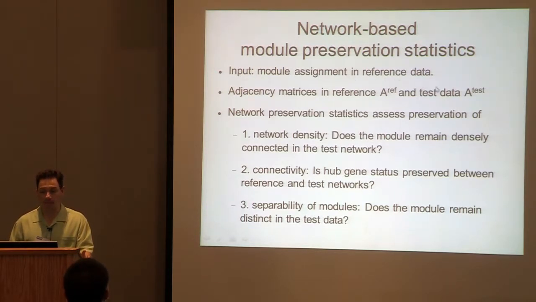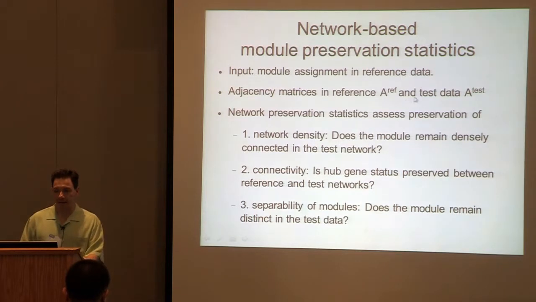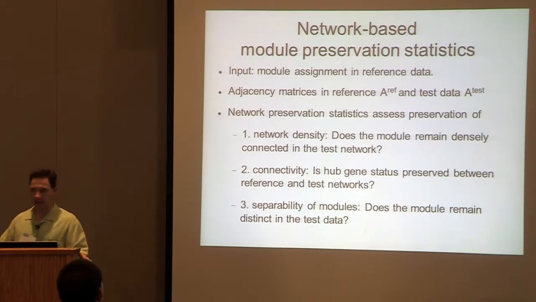Nowhere do I have to specify what the modules are in the chimpanzee brains. I just need to say what the modules are in the human brains. And by not requiring us to specify the module assignment in the test data, we free ourselves from the vagaries of branch cutting and all of that. We can rigorously say it doesn't matter how you cluster things in the second data set. Our statistic indicates the module is not preserved, so it doesn't matter.